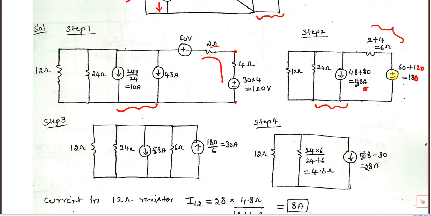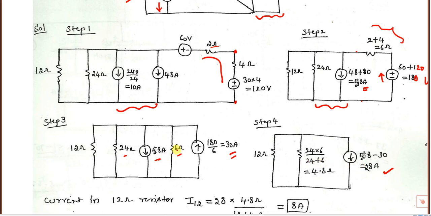The current value is given by I equal to V by R. So V is 180 by 6. 180 by 6 is 30 amps. The arrow mark is from minus to plus. And the same 6 ohms you have to connect here. And already we have added 10 and 48 as 58 down, and 24 ohms. Now 24 ohms is in parallel with 6 ohms. 58 downwards, 30 upwards. 58 amps is coming down, 30 amps is going up. So the net current: which one is greater? 58. So the 58 direction you have to retain. 58 minus 30 is 28 amps.